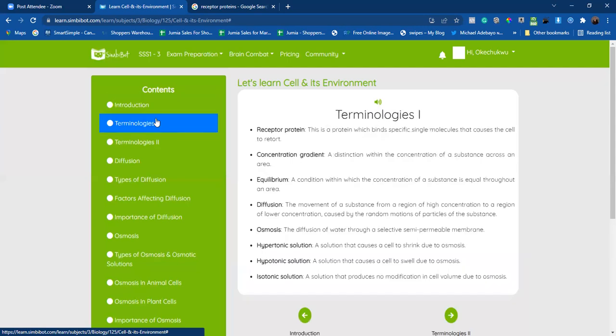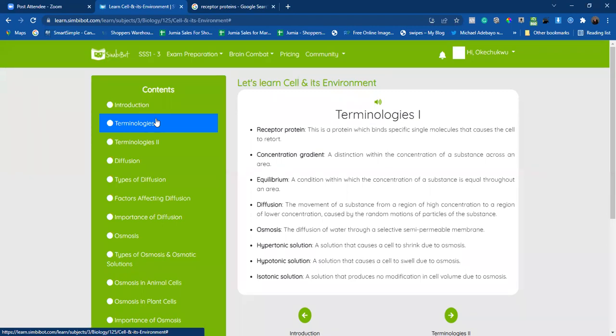All right. So we looked at the terminologies: receptor proteins. They bind specifically to single molecules. We call them ligands. They bind specifically to a specific ligand. We talked about the concentration gradient. This is the particular location in a solution. Sometimes we'll have a region of higher concentration, sometimes we'll have a region of lower concentration, or sometimes the solutes will be evenly distributed.